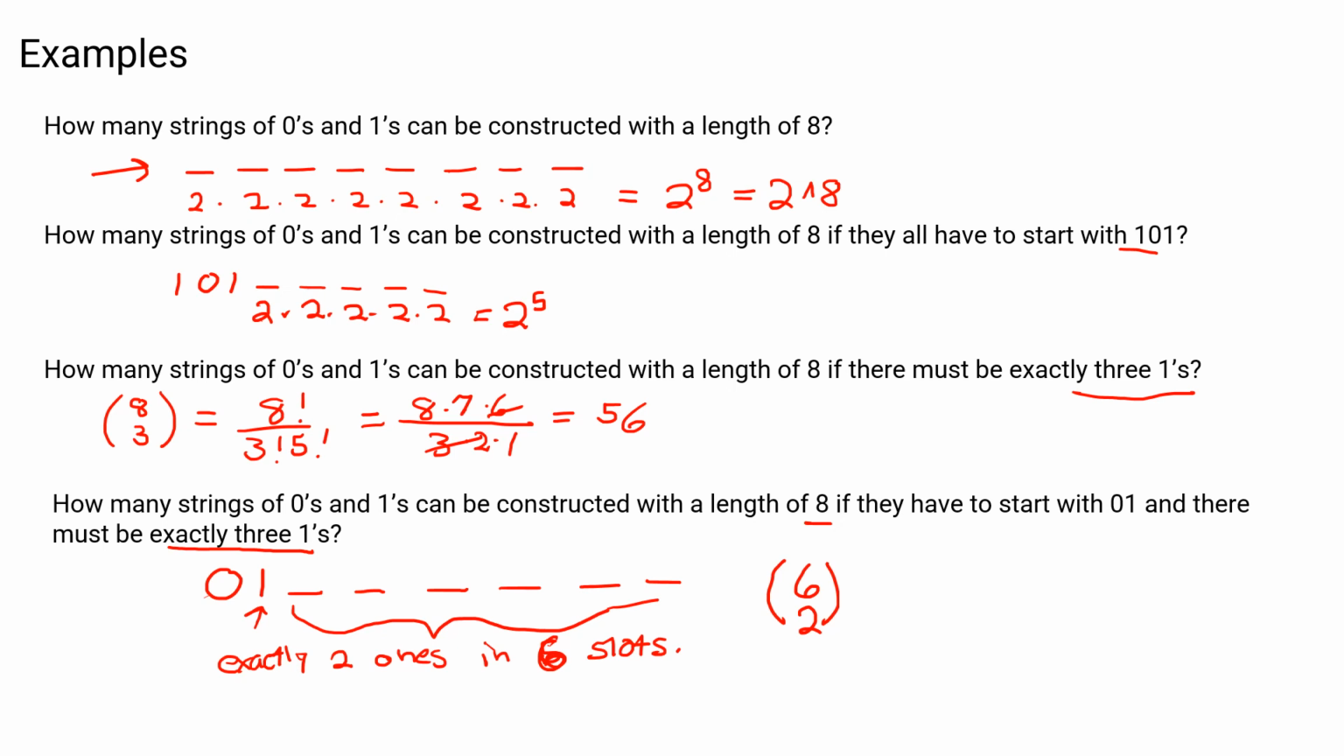It's not 8 because we had our first two slots taken up. So it's 6 slots. We need to get 2 ones within the 6 slots. So it's 6 choose 2, and so we could find the answer there. It ends up being 15. Okay, so you just have to think through. I always just make a little picture like this so I can figure out what it comes down to and then find my answer.